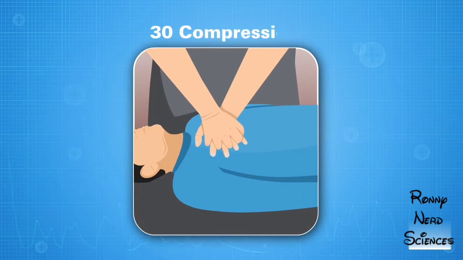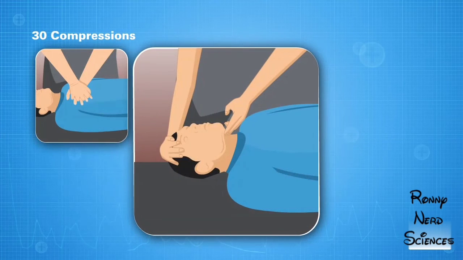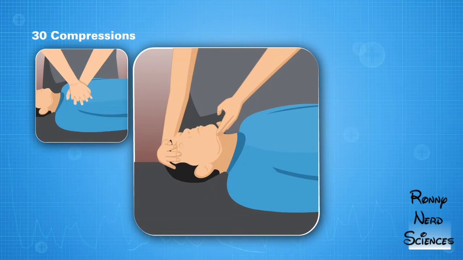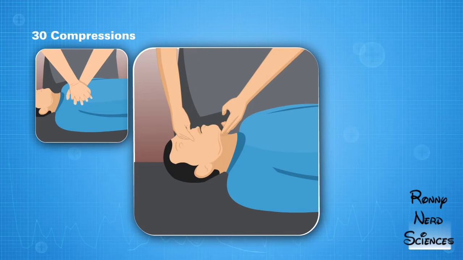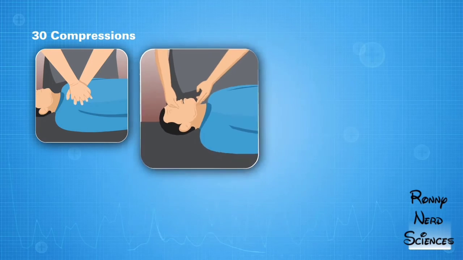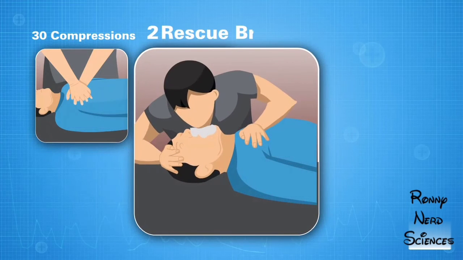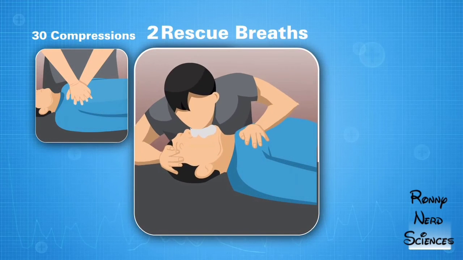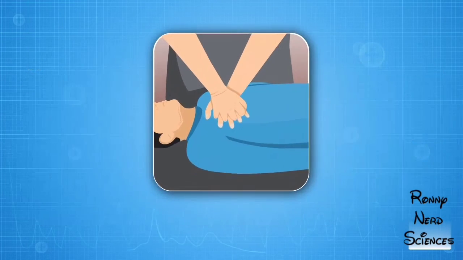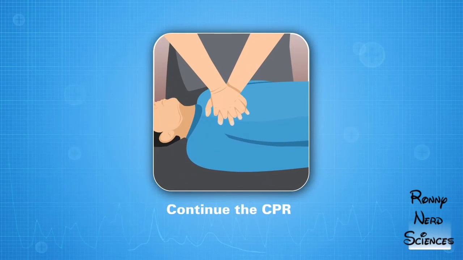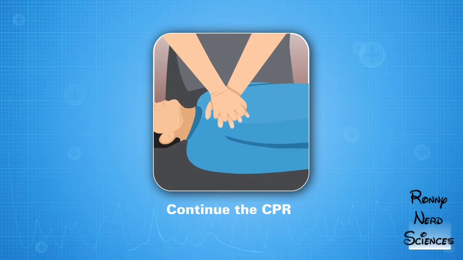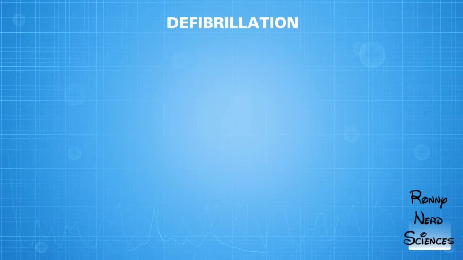After the 30 compressions, open the airway by lifting the chin and tilting the casualty's head backwards. Pinch the nostrils to close the nose and open the mouth with the help of the chin to give 2 rescue breaths. The 2 breaths should not take more than 5 seconds. Continue CPR until the casualty wakes up or advanced medical aid arrives.